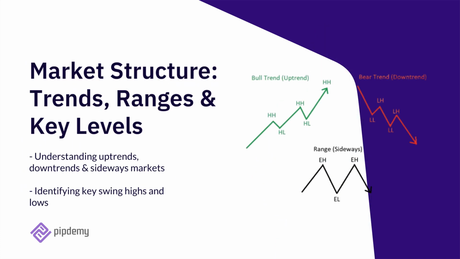Markets don't move randomly. They follow a structured pattern based on supply and demand. Understanding trends and key price levels helps traders anticipate where the market is likely to go next. Uptrend: higher highs and higher lows, buyers are in control, pushing prices higher. Downtrend: lower highs and lower lows, sellers dominate, driving prices lower. Range-bound market: price moves between support and resistance, creating a consolidation zone.